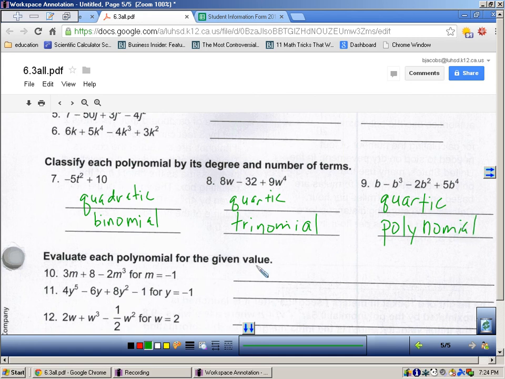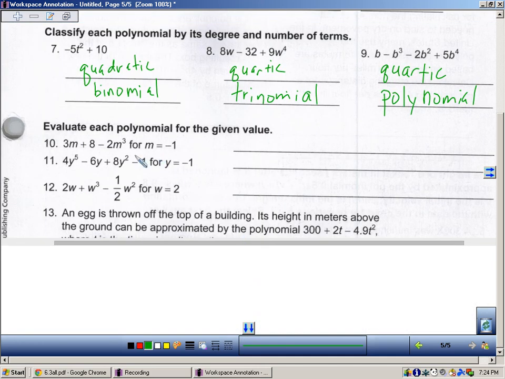And here we have some evaluation. You want to evaluate these terms. And so how do we do that? Again, you evaluate these by substitution. So you want to take that value, plug it in, and come up with an answer. Okay, so if I was to do that, we'd end up with 3 times negative 1 plus 8 minus 2 times negative 1 to the 3rd power.